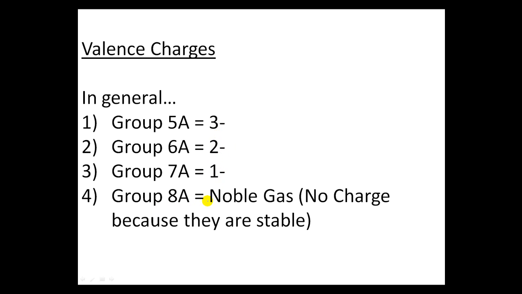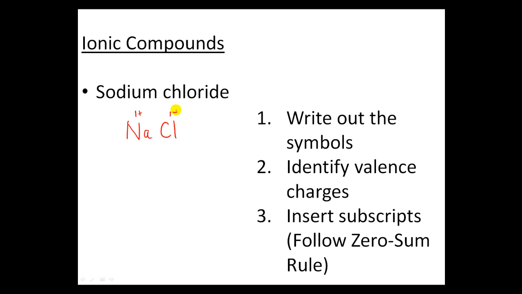When you get to the noble gases, though, they don't generally have any valence charges because they're already stable. They have a full valence shell. They don't need to lose or gain electrons. And because that doesn't happen often, they don't have a charge. So now you know where these valence charges come from. Let's continue on with our lesson.